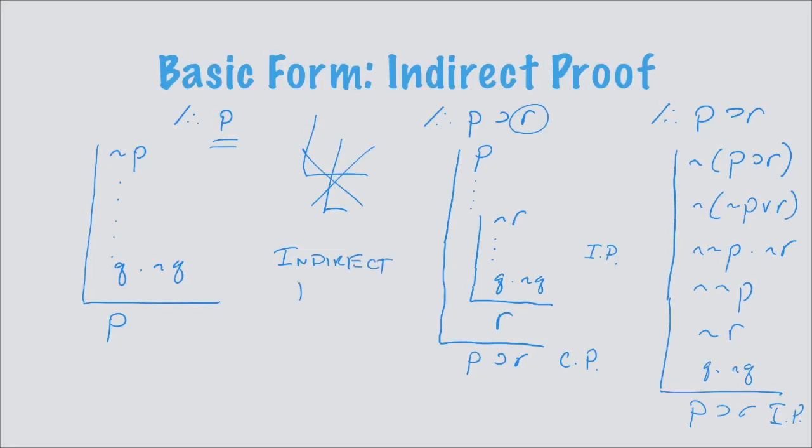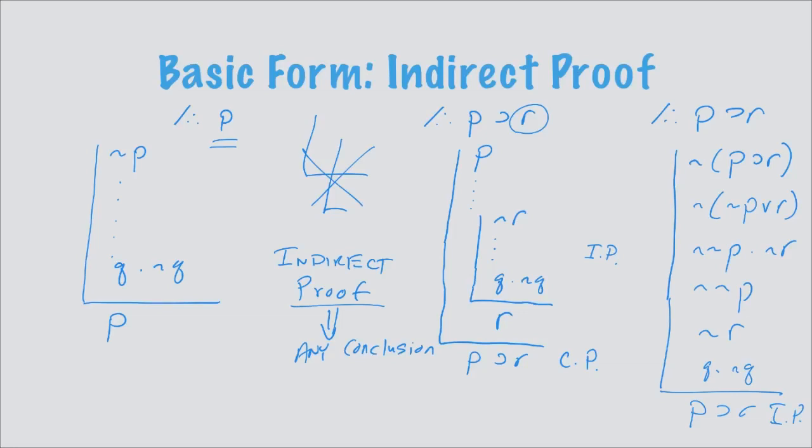Indirect proof can be used for any conclusion. You could do every problem in the book by starting by negating the conclusion and doing an indirect proof. There's nothing that would prohibit you from doing it, regardless of what form the conclusion has.